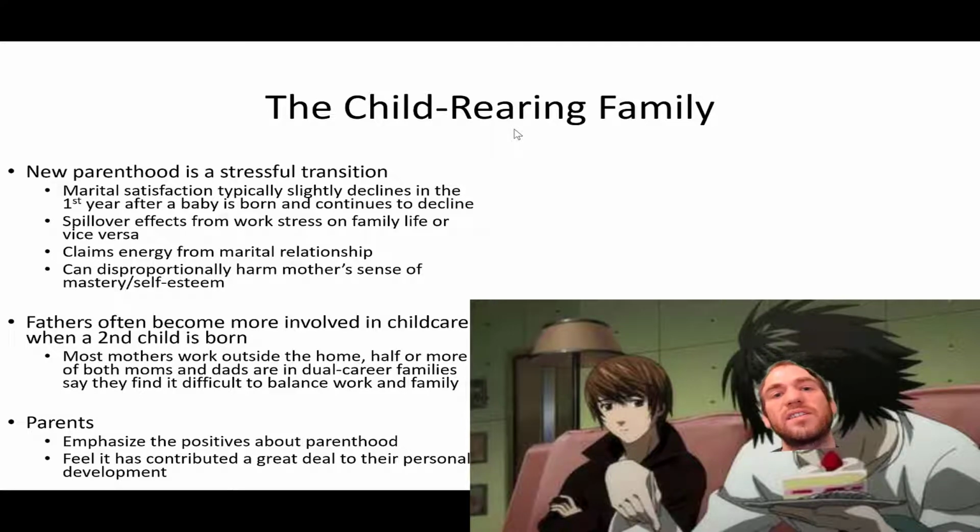So the idea is that yes, bringing a child into a family is stressful and it can contribute to declines in marital satisfaction. However, parents, when asked about it, typically say that it was worth it and that it contributed to their own personal development. And as stated, the majority of households are dual-career families, and that can contribute to difficulties in balancing work, family, raising a child, and maintaining your marriage. Those stressors can spill over into different parts of your life, into your job, and vice versa.